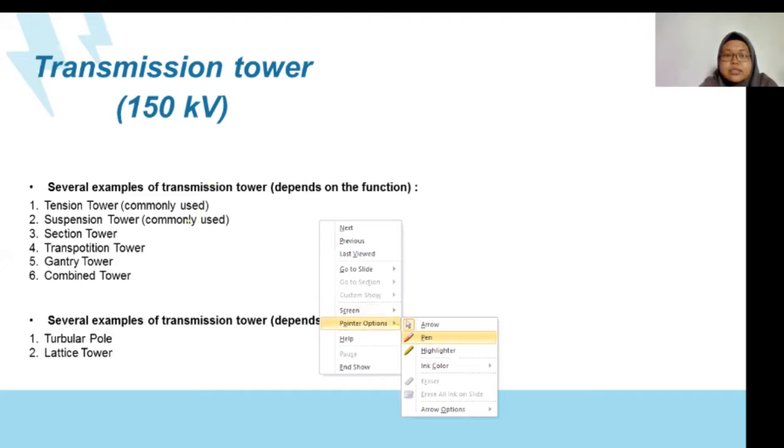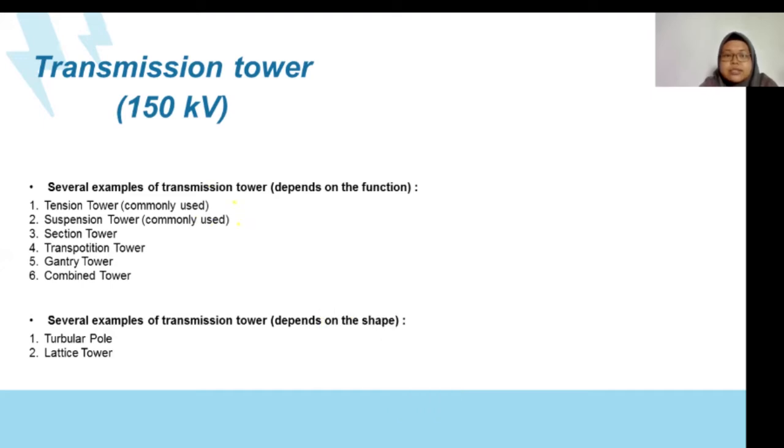Two of these are commonly used: a tension tower and suspension tower. And the next are section tower, transposition tower, gantry tower, and combined tower. And several examples of transmission tower depending on the shape are tubular pole tower and lattice tower.